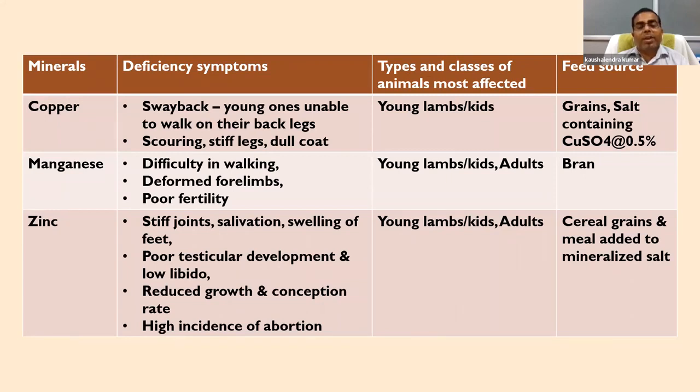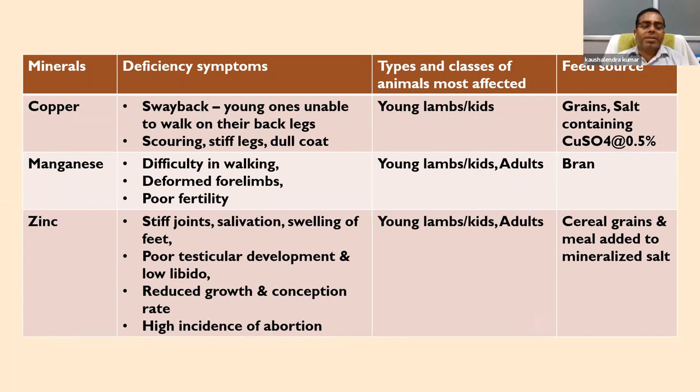Body coat, or hair coat, will be dull under copper deficiency conditions. Young lambs and kids are mostly affected by copper deficiency. The sources of copper are grains and salt containing copper sulfate, supplemented at the rate of 5%. So to overcome copper deficiency, we have to offer copper sulfate.